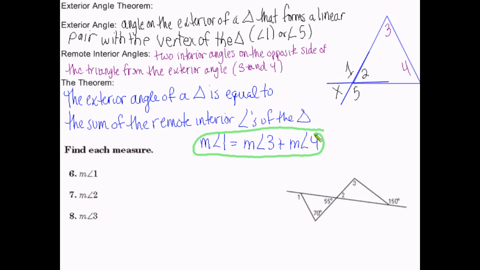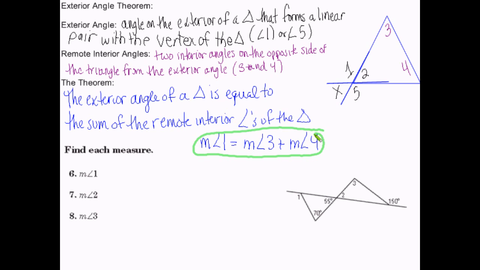And here's why that works. The whole triangle is 180, okay? Angles 2 plus 3 plus 4 equals 180. Angles 2 plus 1 also equals 180 because it's a linear pair. So that means 1 has to be the same thing as 3 and 4 together, because I'm adding 2 to each one to get 180. Does that make sense? So that's why that works.